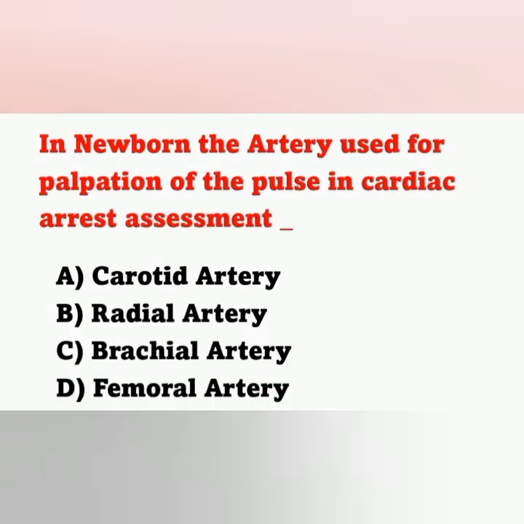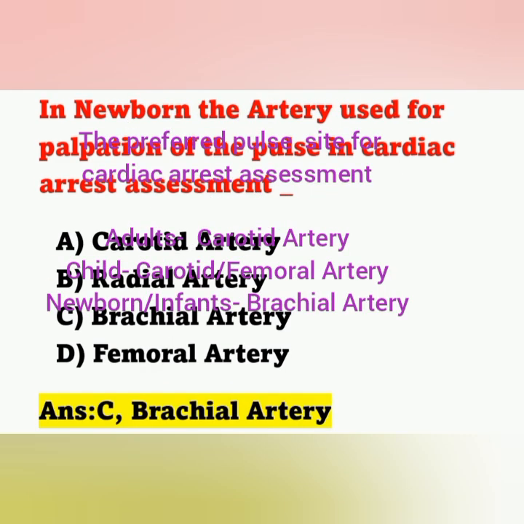And the next question. In newborn, the artery used for palpation of the pulse in cardiac arrest assessment. Options: option A carotid artery, option B radial artery, option C brachial artery, option D femoral artery. Question: in newborn, which artery is used for palpation of pulse in cardiac arrest? Okay, and the correct answer is brachial artery. Option C is the correct answer.